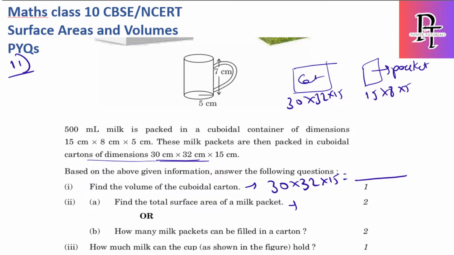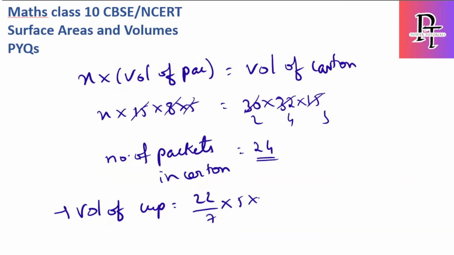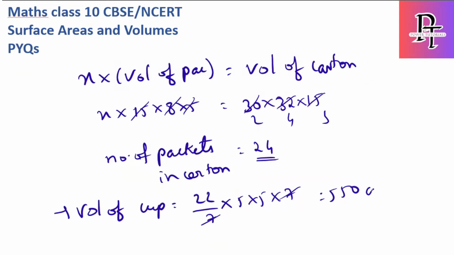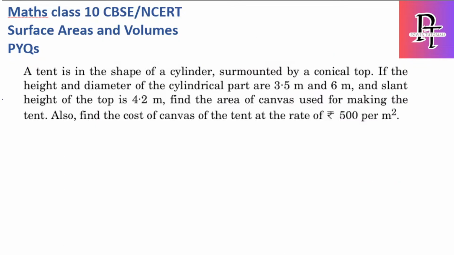Height is 7, radius is 5. So 22 into 5 is 110, 110 into 5 is 550. And the unit is meter or centimeter? Centimeter. So it is centimeter cube. So this much volume of milk will be present. Okay, let's move to the next one, the 12th question for today.